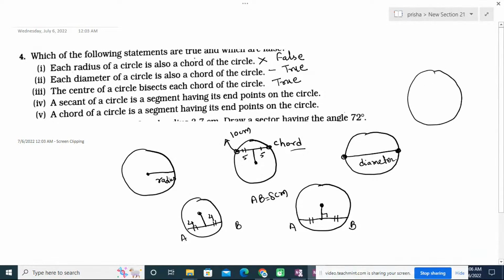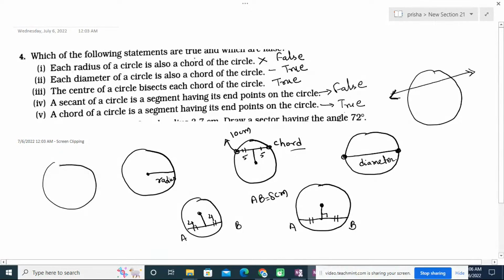Secant of a circle, when we draw, its end points are on the circle or not? No, they are going outside. So this is false. A chord of a circle is a segment having its end points on the circle. Say true or false. This is true. Because if we draw a chord on a circle, its end points lie on the circle.